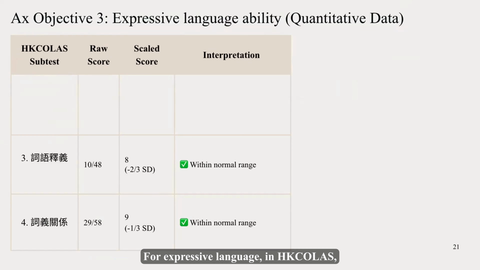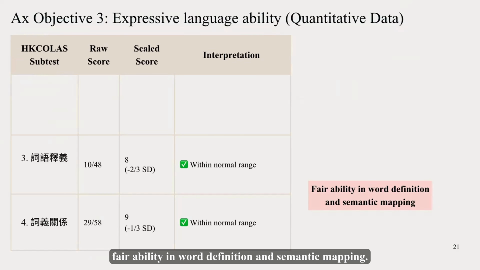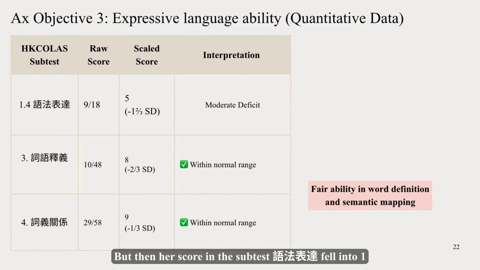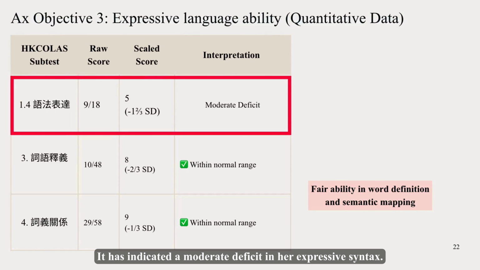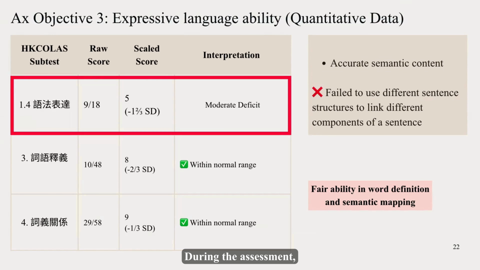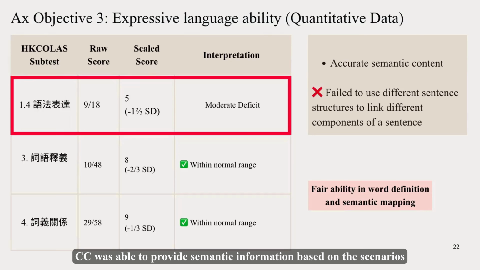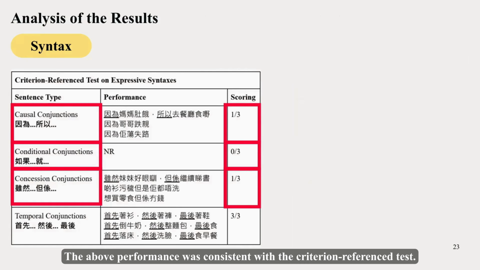For expressive language, in HK COLAS, 詞語釋義 and 詞義關係 subtest results suggested Cici's fair ability in word definition and semantic mapping. But then her score in the subtest 語法表達 fell 1 2/3 standard deviations below the mean of the norm. It indicated a moderate deficit in her expressive syntax. During the assessment, Cici was able to provide semantic information based on the scenarios, but was not able to link ideas with complex syntactic types. The above performance was consistent with the Quantian reference test.